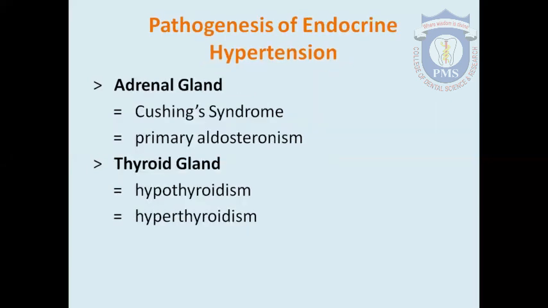Pathogenesis of endocrine hypertension. In the adrenal glands, Cushing syndrome and primary aldosteronism may lead to hypertension, whereas in the thyroid gland, both hypo and hyperthyroidism may contribute to endocrine hypertension.